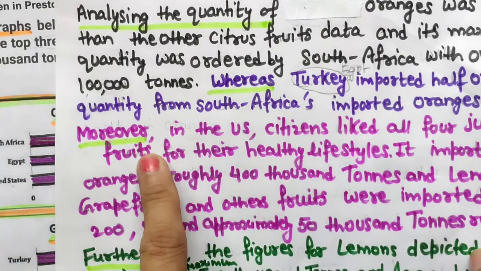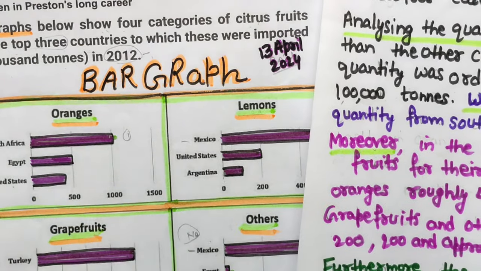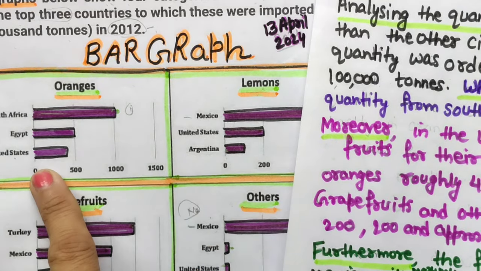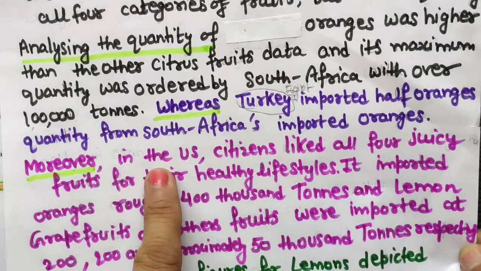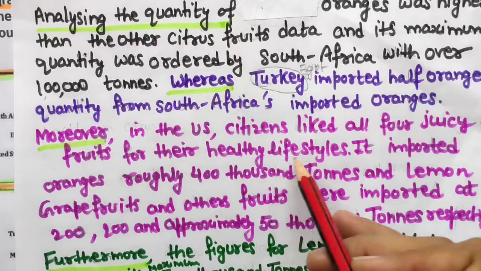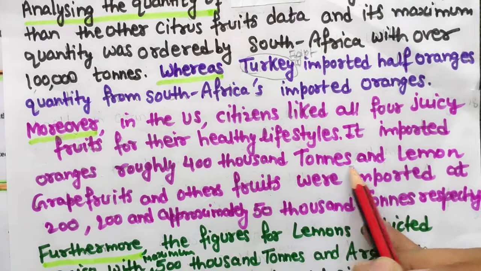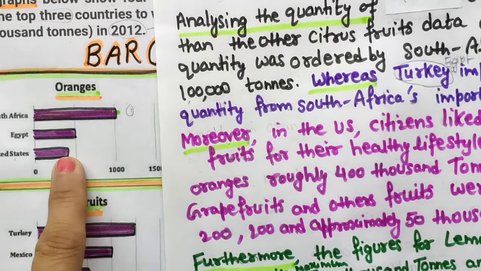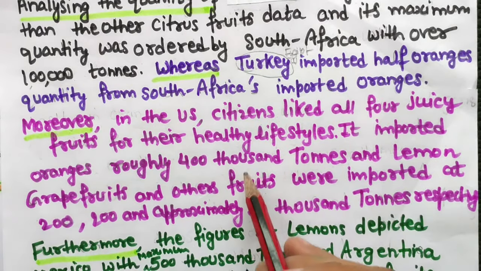Okay, next, moreover in the US, now I have combined the US from all bar graphs. See this, now I will be talking about the US but taking data from all categories. Moreover in the US, citizens liked all 4 juicy fruits for their healthy lifestyles. It imported oranges roughly 400,000 tons. See this, less than 500 is given, so I have just assumed roughly 400, that's why I have written roughly 400,000 tons.